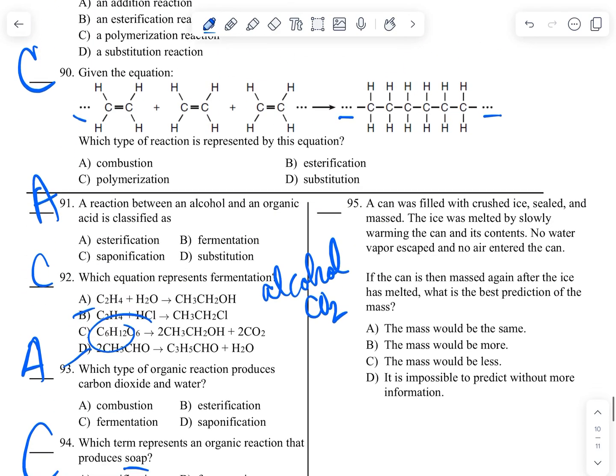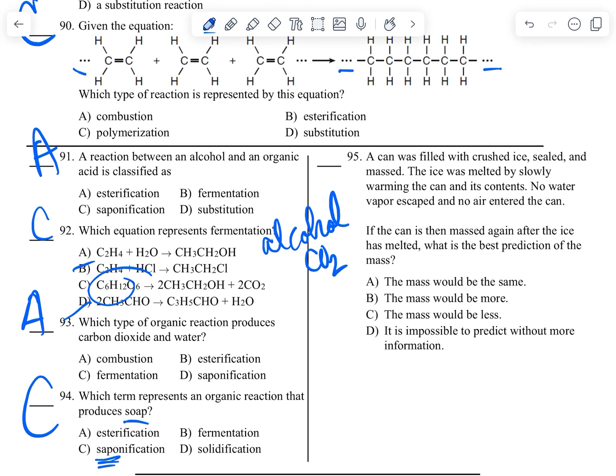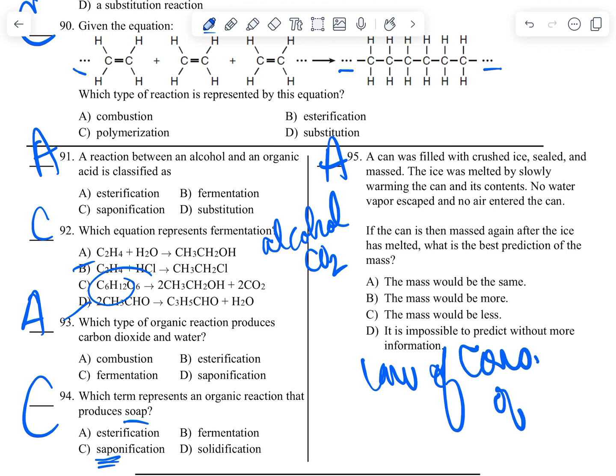A can was filled with crushed ice, sealed and massed. The ice was melted slowly by warming the can and its contents. No water vapor escaped, no air entered. If the can is massed again after the ice is melted, what's the best prediction of the mass? So everything is closed, which means you should not have any changes to the mass. This is called the law of conservation of mass.